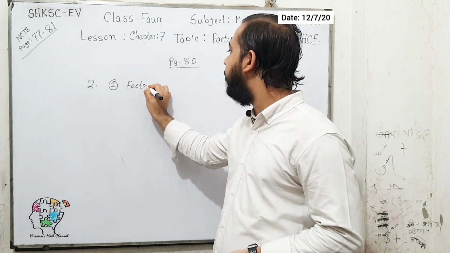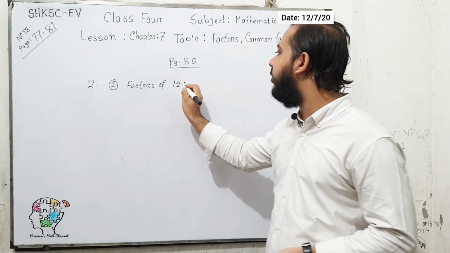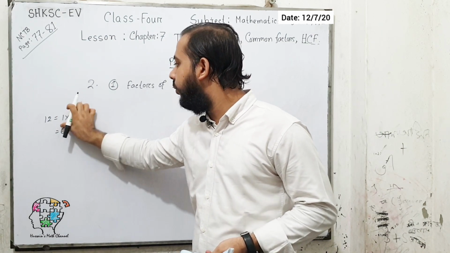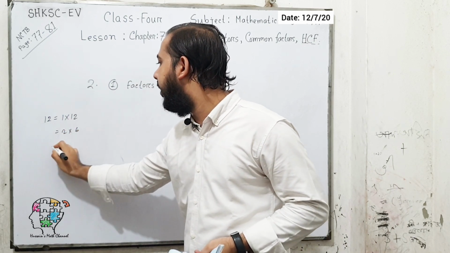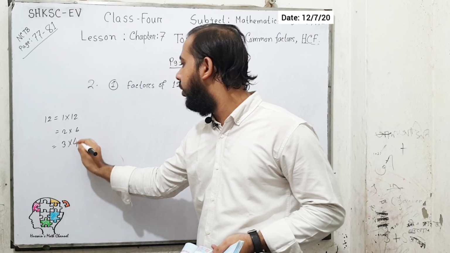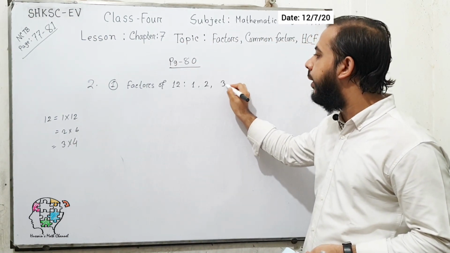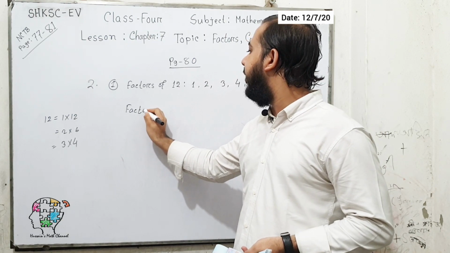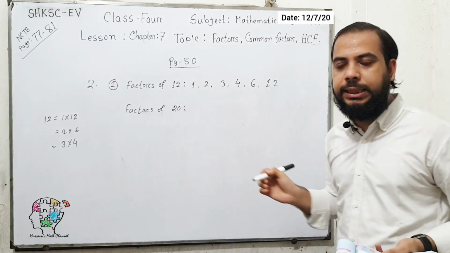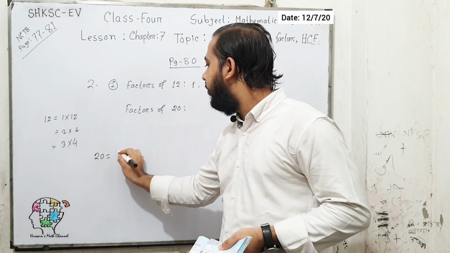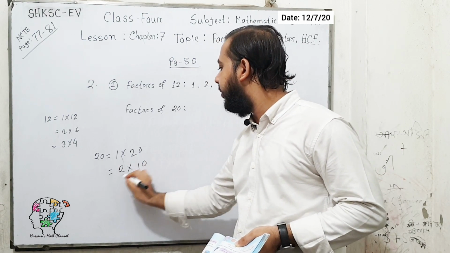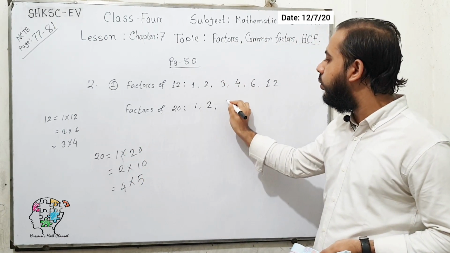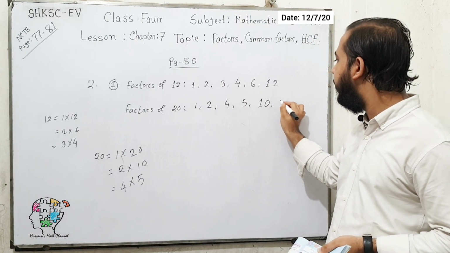At first we write factors of 12. You can do rough work. 12 can be written as 1 times 12, 2 times 6, and also 3 times 4. So these are the factors: 1, 2, 3, 4, 6 and 12. Now we have to find the factors of 20. You can do rough work: 1 times 20, 2 times 10, 3 times nothing, but 4 times 5 is 20. So 1, 2, 4, 5, 10, 20.